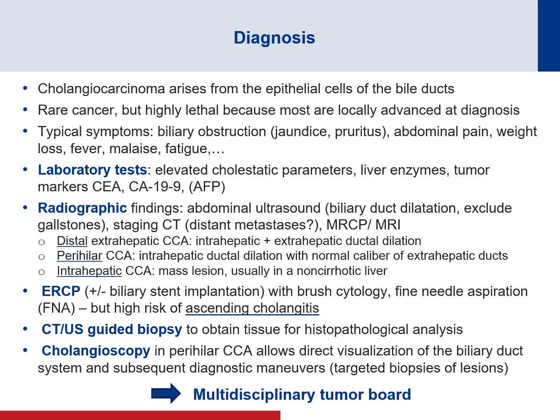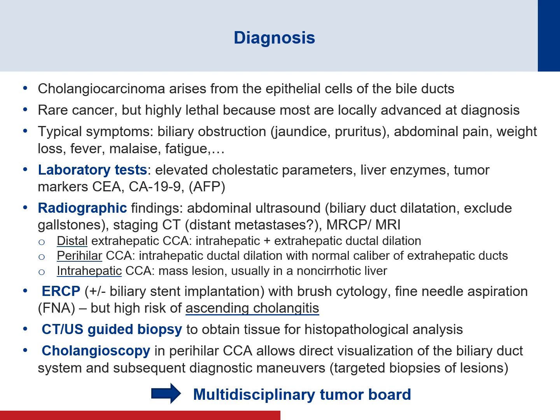Generally speaking, CCA arises from the epithelial cells of the bile ducts. It's still a rare cancer, but it's highly lethal because most patients with CCA are locally advanced at the time of diagnosis. Typical symptoms are, for instance, jaundice, abdominal pain, weight loss, fever, malaise, and fatigue. The laboratory tests may reveal elevated cholestatic parameters such as bilirubin, GGT, ALP, or the liver enzymes ALT and AST, and the tumor marker CA 19-9 may also be elevated.